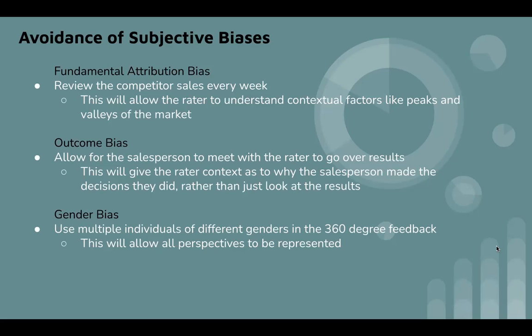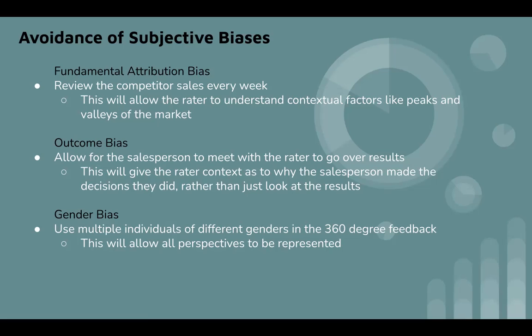Lastly, I wanted to go over the subjective biases that my colleague went over earlier. These are ways that us as managers will avoid them. First, we have the fundamental attribution bias. What we're going to do for this is review the competitor sales for every week. This will allow the rater to understand contextual factors like peaks and valleys of the market. If our competitors aren't doing well, this may explain why we are doing well or we aren't doing well as well.